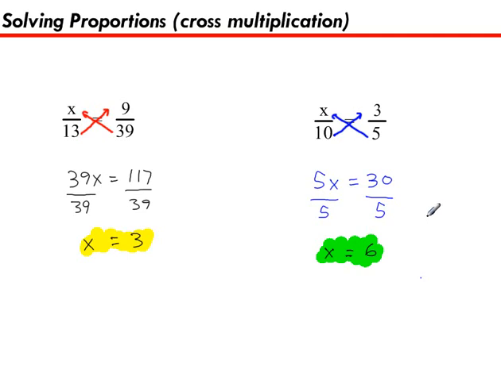Hopefully, using cross multiplication, you got an answer of x equals 6. And we got that by doing 5 times x right here, writing down our equal sign, and then 10 times 3, which is 30. Then we divide both sides by the 5 touching the x. And the 5's cancel to make a 1, and 30 divided by 5, that's 6.